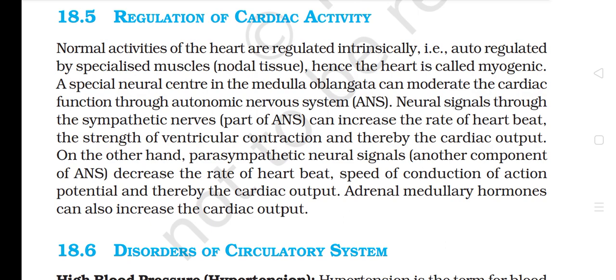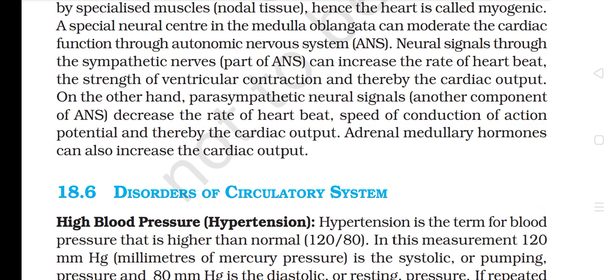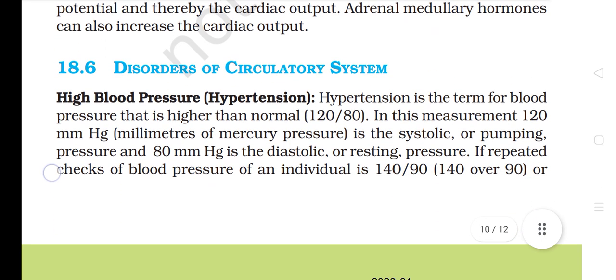Neural signals through the sympathetic nerves, part of ANS, can increase the rate of heartbeat, the strength of ventricular contraction, and thereby the cardiac output. On the other hand, parasympathetic neural signals, another component of ANS, decrease the rate of heartbeat, speed of conduction of action potential, and thereby the cardiac output. Adrenal medullary hormones can also increase the cardiac output.